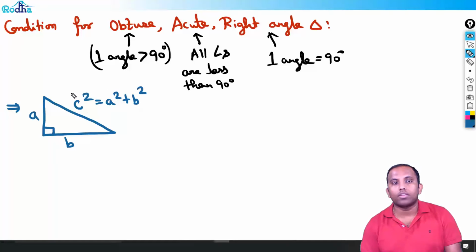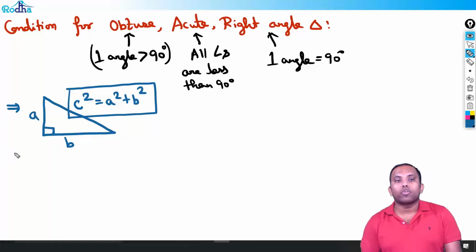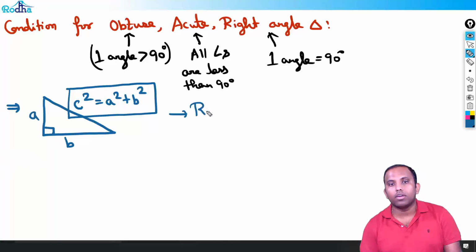So C square is equal to A square plus B square. Now from here on, we can derive a condition. This is for a right angle triangle, right? So we can derive a condition for an obtuse angle triangle too. For an obtuse angle triangle, what will happen?